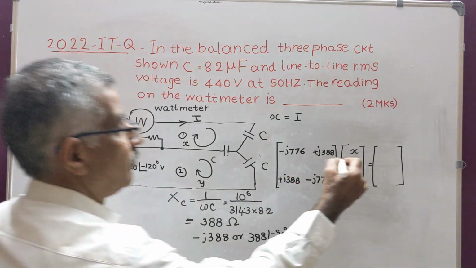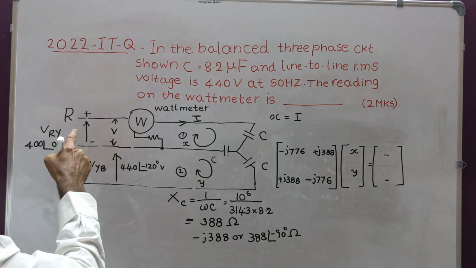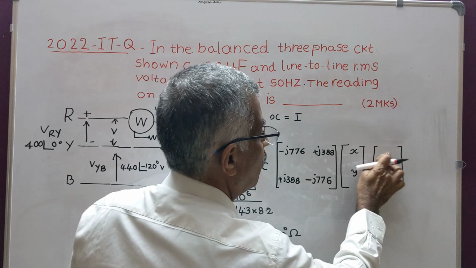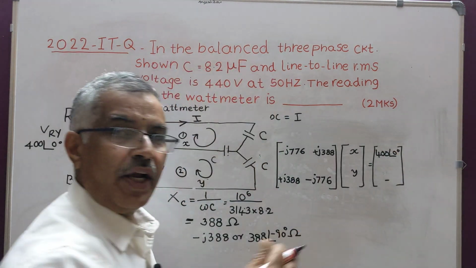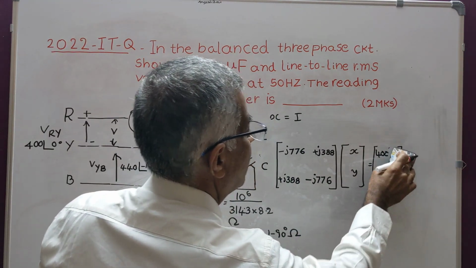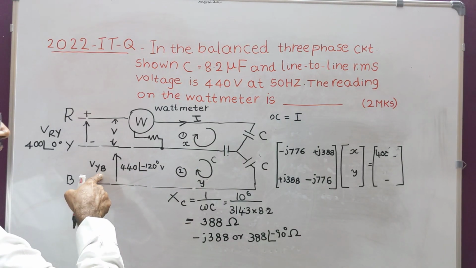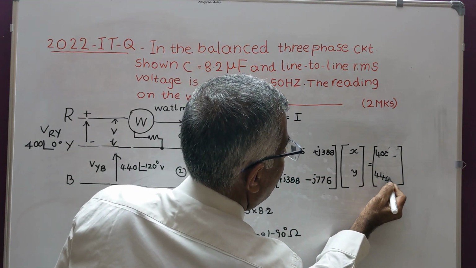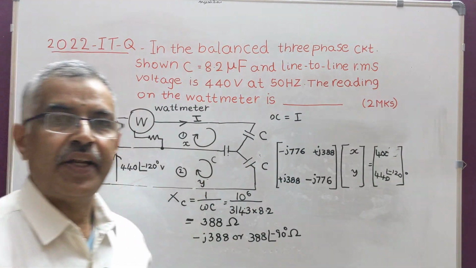And here, total voltage in mesh 1. Total voltage in mesh 1 is the same as VRY. VRY is 400 angle 0 degrees. Or you write simply 400. Next, the total voltage in mesh 2 is VYB. VYB is 440 angle minus 120 degrees.